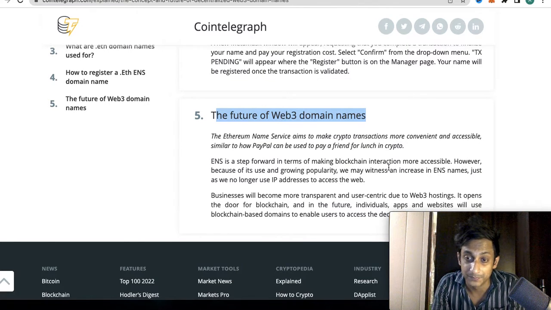And that is how you communicate in the Web3 world.